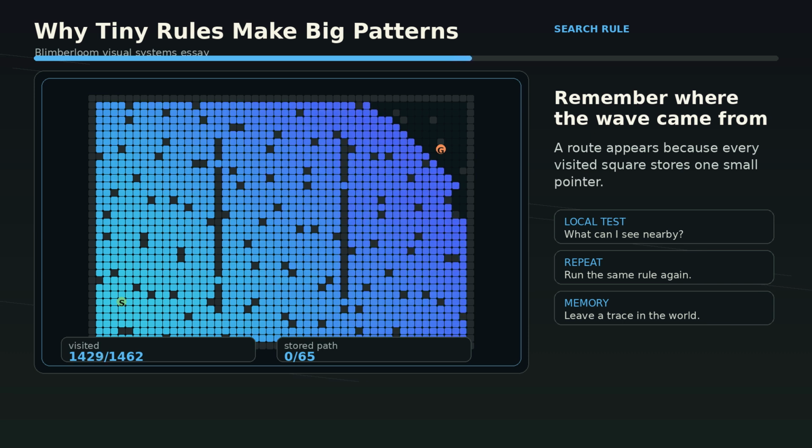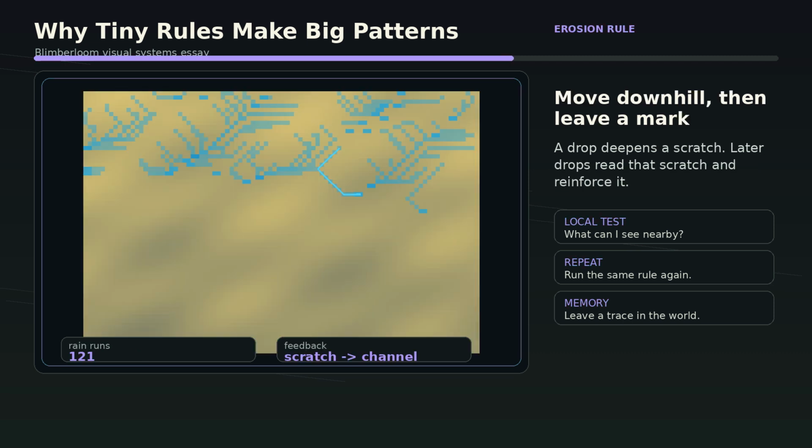The river map adds feedback. A digital raindrop falls onto a height map. It moves to a lower neighbor. As it travels, it scratches the ground a little deeper. Later drops are pulled into those scratches, then they deepen them again. This is why a random shower can turn into channels. The rule writes a track, and the next rule reads it.